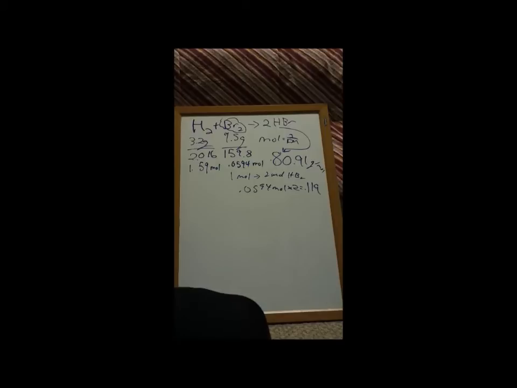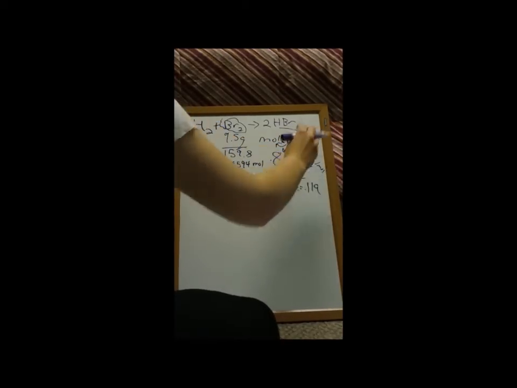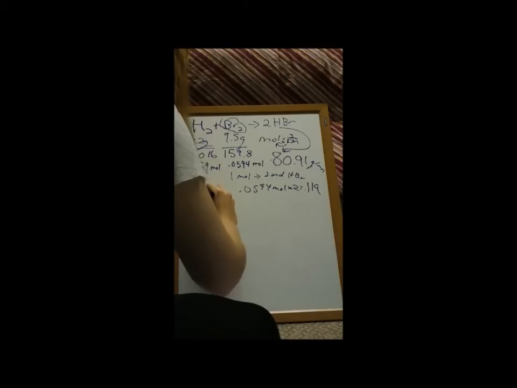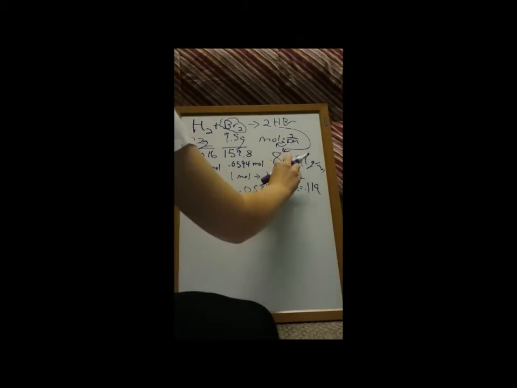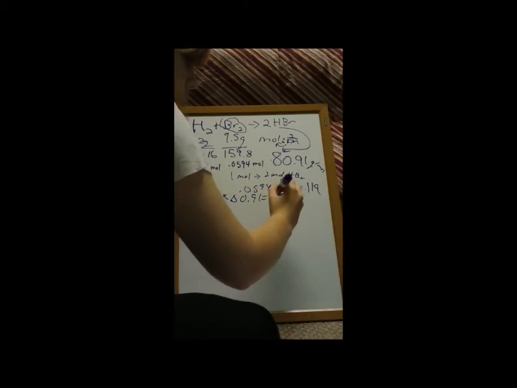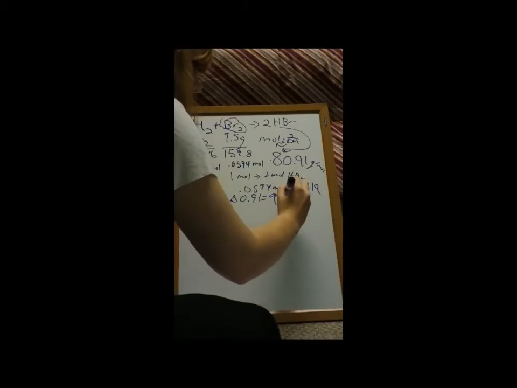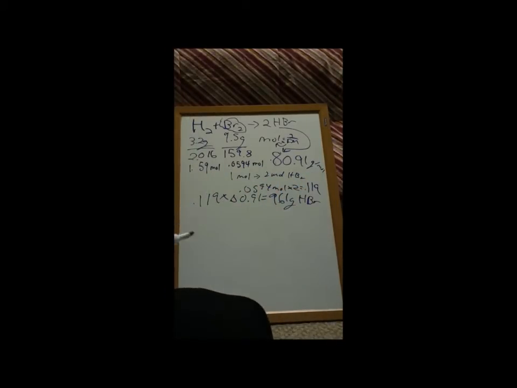And now we're going to convert to grams. And we know moles is grams over formula mass. So we'll rewrite this equation: moles times formula mass equals grams. So 0.119 times the formula mass, which I said earlier was 80.91, equals 9.61 grams HBr. So that is your answer for part C.